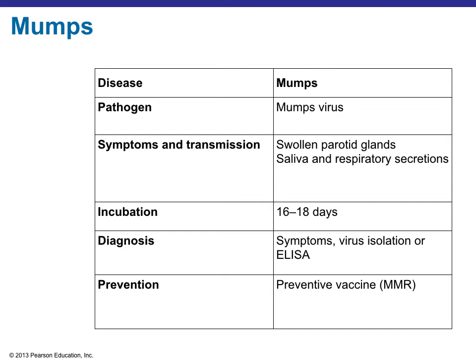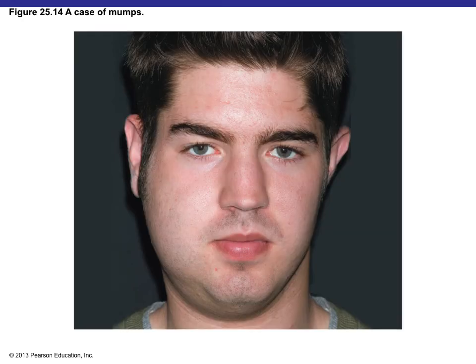Incubation for mumps is about 2 to 3 weeks. Diagnosis is through symptoms, but also through virus isolation or enzyme-linked immunosorbent assay. There is a preventative vaccine these days to prevent mumps, and this is called MMR. So this is an example, figure 25.14, a case of mumps, and you can see the swollen glands.